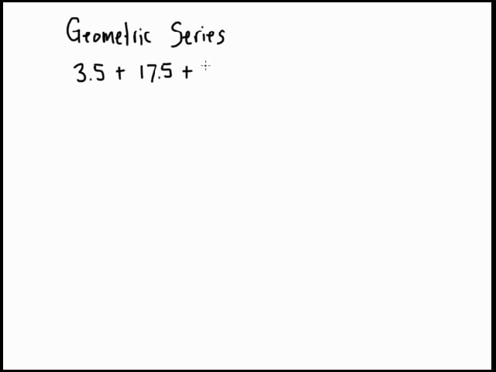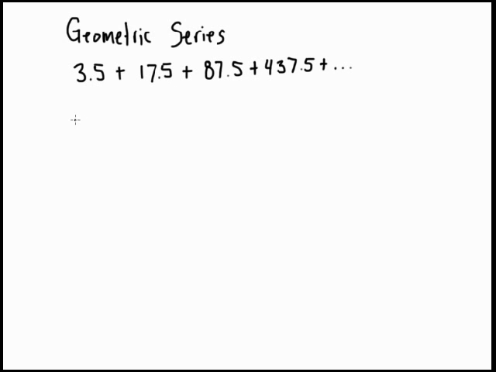Hello everyone, we are going to learn today about finding the sum of a geometric series. A geometric sequence is one where the terms have a common ratio between them. Which means that if you divide term 2 by term 1, you'd get a ratio, and that would be the same ratio that would give you term 3 divided by term 2. And so what we have here is a geometric series.